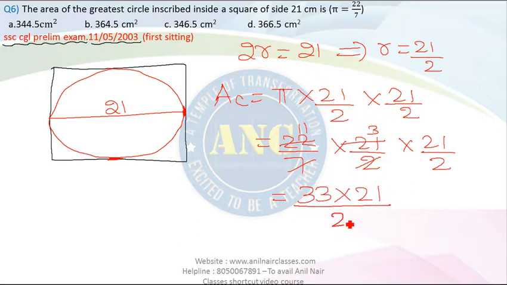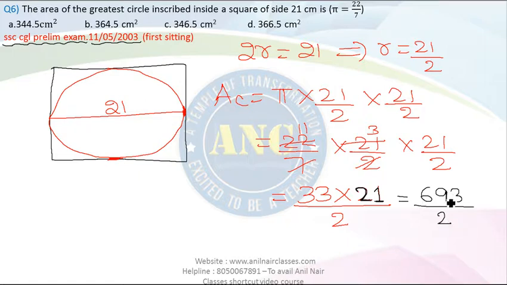Whole thing divided by 2, right? Now, can I say that 33 into 21 whole thing divided by 2 is what they are asking you in this question? It is very simple, right, sir? What is 33 into 20? 33 into 20 is 660. But they are asking you to multiply with 21. That means add another 33. 660 plus 33 is 693. 693 divided by 2 is what they are asking.